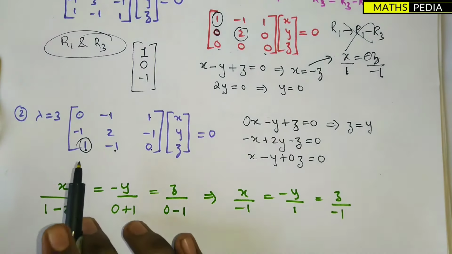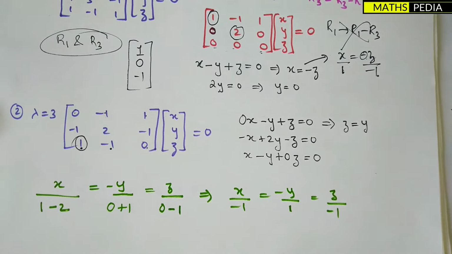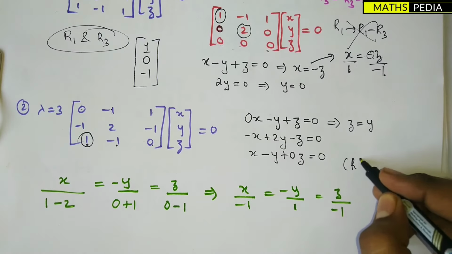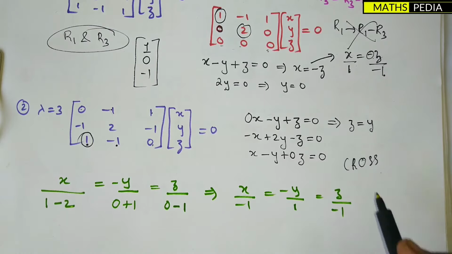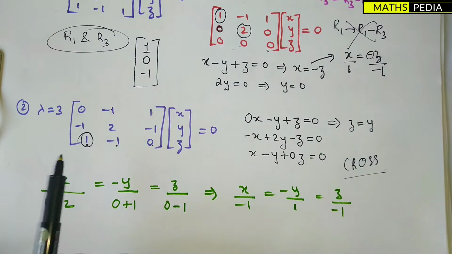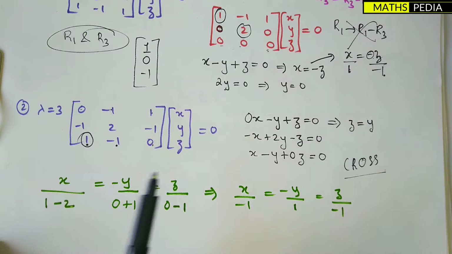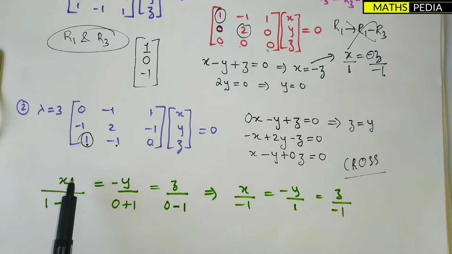Here you can go by the echelon form method, but I'll tell you one other method in which you can do it easily. That is the cross multiplication method or Cramer's rule. It's the same thing, Cramer's rule or cross multiplication method. Here you will get three equations. You can go by echelon form also. Remember, I don't like the echelon form, so I have chosen one other method. So this is the cross multiplication method.